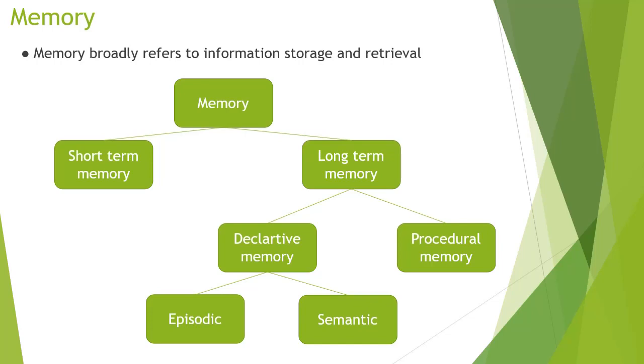What is memory? Anything that involves information storage or retrieval, that is memory. Then coming to types of memory. There are two types: short term memory and long term memory. Short term memory has other names, working memory and immediate memory. Long term memory is divided into declarative memory and procedural memory. Declarative memory again has two types: episodic memory and semantic memory.